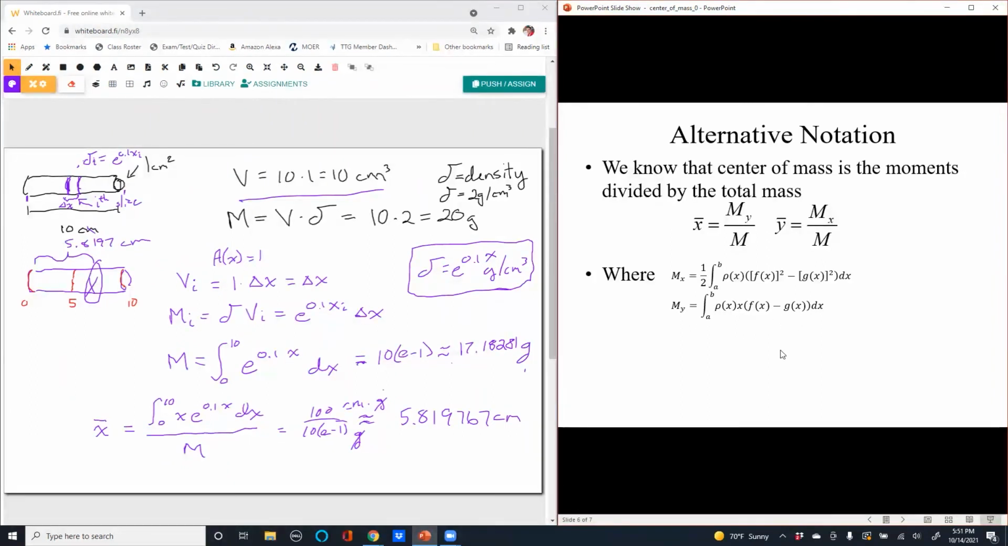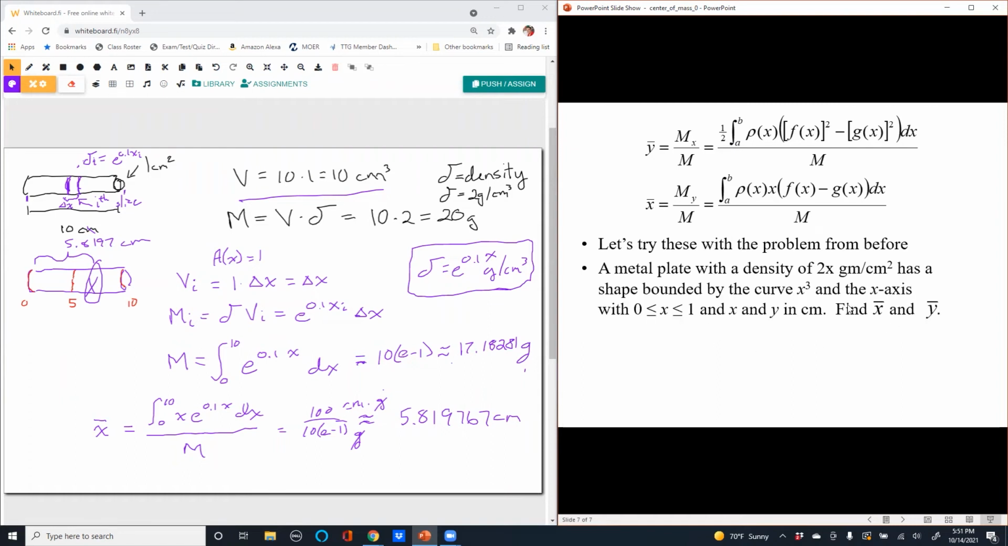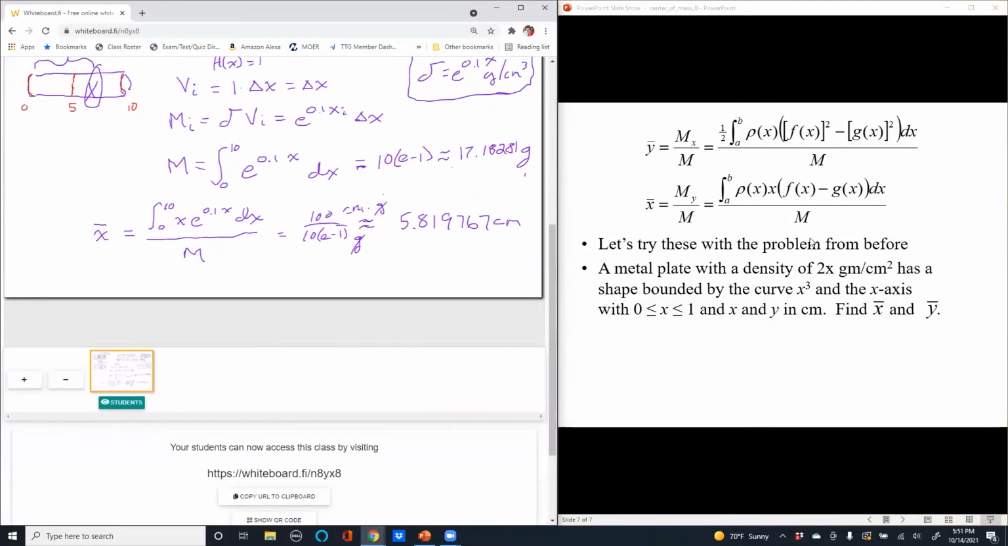This is doing the cross-sectional area. All right, so putting this together, here's our y bar and our x bar. And now let's try this with this problem. I know these formulas are messy. Do not think you have to memorize them. These are formulas I'd give you on the exam.